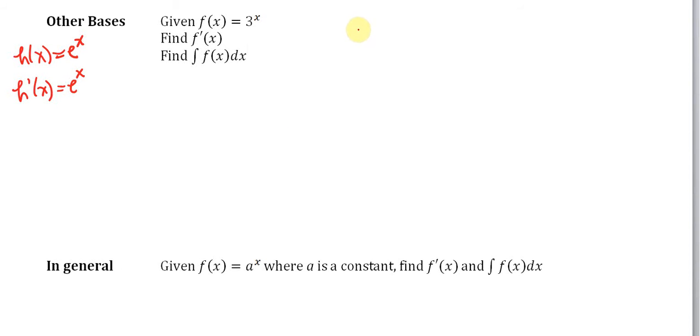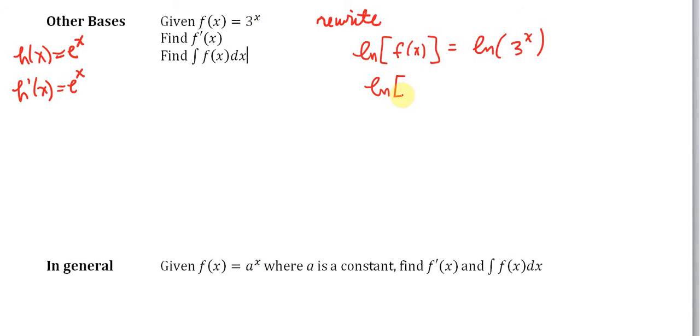Okay, so our strategy here is to rewrite f of x in terms of e without changing the actual meaning of the function. Let's think of it this way. Rather than taking this derivative directly, we are going to take the natural log of both sides. So we're going to take the natural log of f of x and the natural log of 3 to the x. And then we'll do some simplifying.